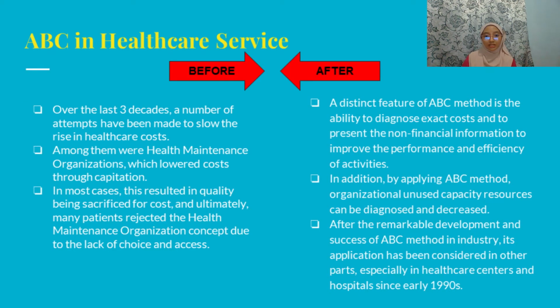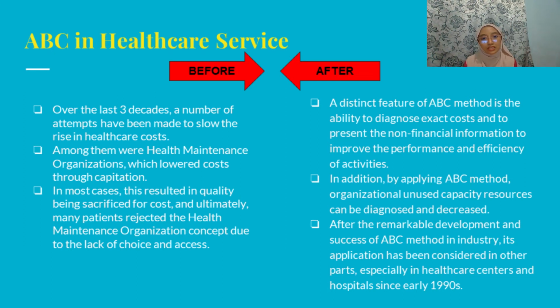So before ABC was introduced, healthcare centers and hospitals used the health maintenance organization concept in calculating their costs, which is by lowering the cost of capitation. Capitation is a payment of fee to the service providers, which in this context is doctors and nurses, that is determined by the number of patients. However, this concept resulted in quality being sacrificed for cost, and due to the lack of choice and access, the health maintenance organization concept was ultimately rejected.